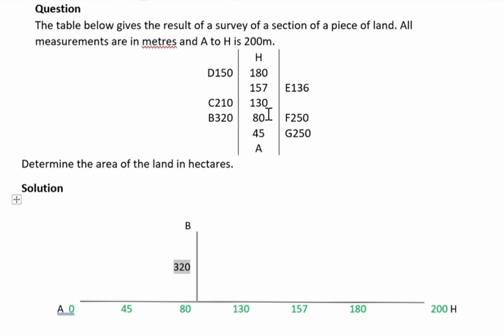The next one is at a distance of 130. 130 is here. Draw a line which is perpendicular to that, which is 210 meters long. So it should be a bit shorter than this one. That is the line to point C, and it is 210 meters long. The next one is at point 180. 180 is here. So draw a vertical line which is shorter than these two. In fact, shorter than this. So that is the line to point D, and it's 150 meters long.